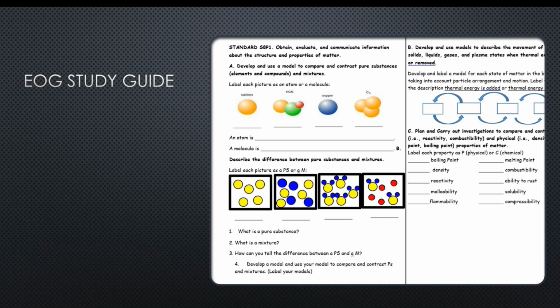We also give them a tentative, very generic EOG study guide. This is just a little snippet. The study guide is not going to give them multiple choice questions, and it's not necessarily giving them higher order thinking questions or anything like that. This is just a chance for the students to go back and fill in, test their memory, fill in what they know, just see what they can recall.